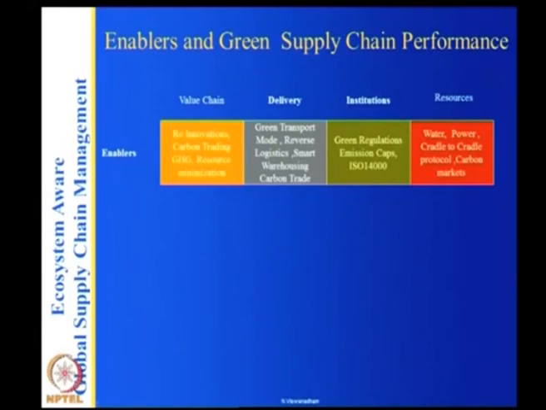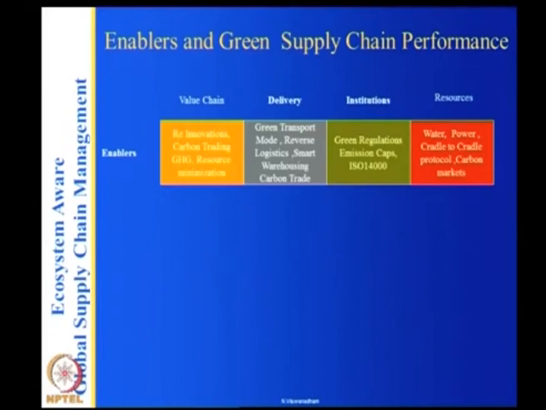For example, in the value chain, if you have re-innovations, if you could do carbon trading, if you can estimate your GHG gases, if you can minimize your resources, in addition to your supply chain innovations like modularization and so on, if you have all these features and minimize your resources in your value chain, they become enablers in your value chain. We have gone through all this. I'm just summarizing in short.